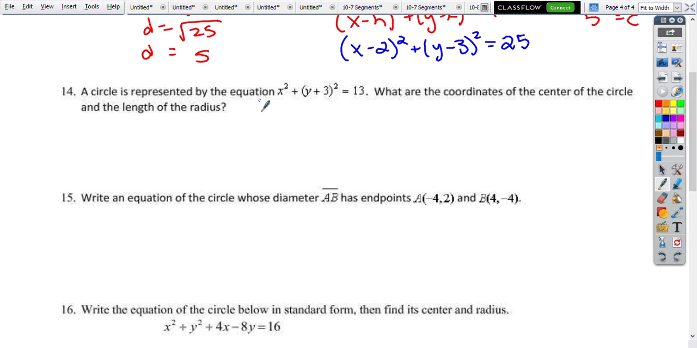Remember, this is technically x minus 0 squared. So the center, change the signs, is (0, negative 3), and the radius is the square root of the number from the equation, so the square root of 13.